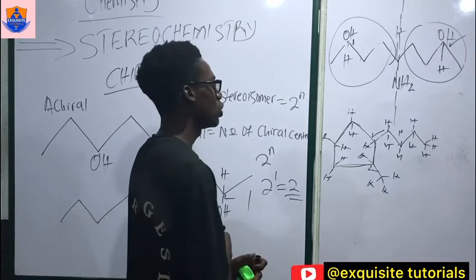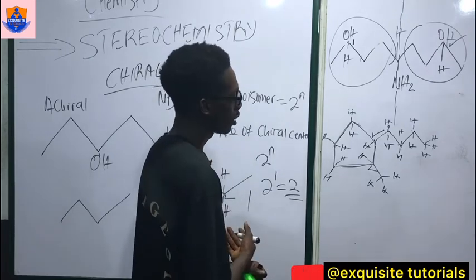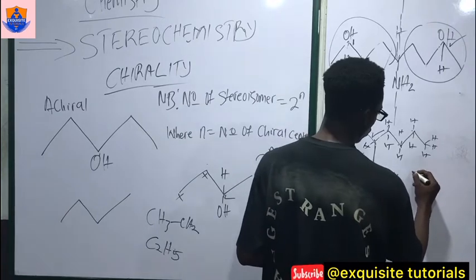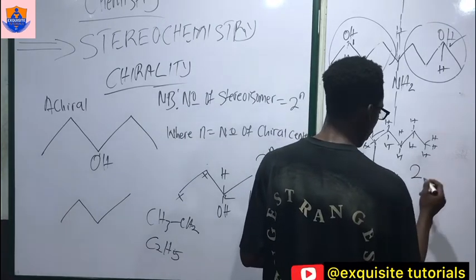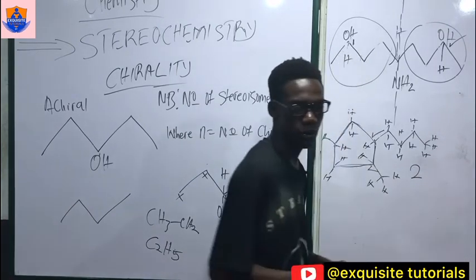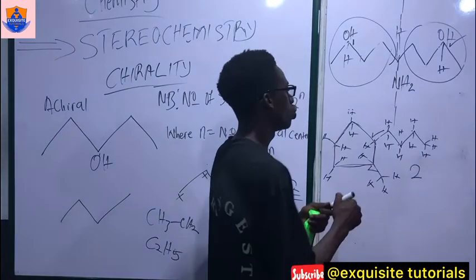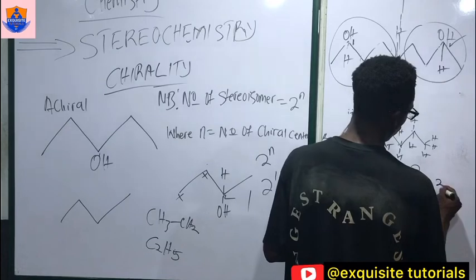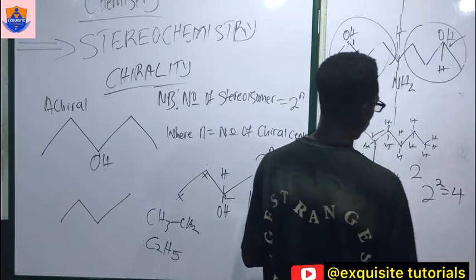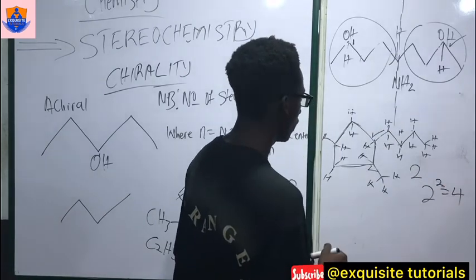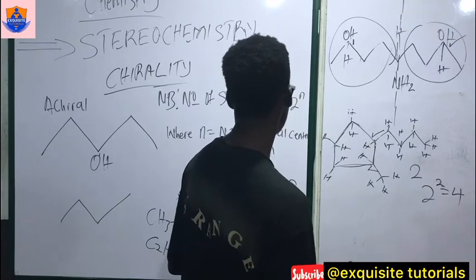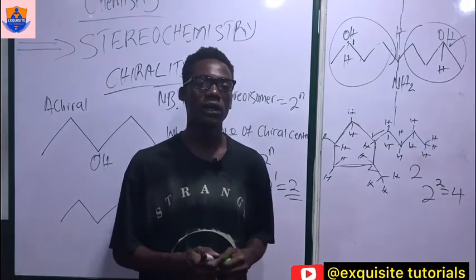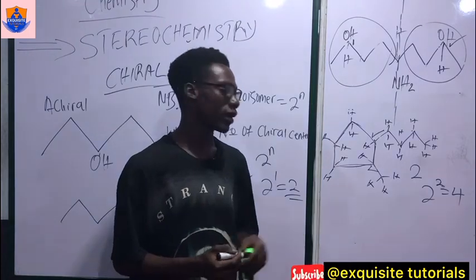You get what I'm saying? So how many chiral carbons do we have here? We have it to be 2. 2 chiral carbons. So the number of stereoisomers should be 2 raised to the power 2, which is equal to 4. Alright, so now this should be the end for stereo, so for chirality.